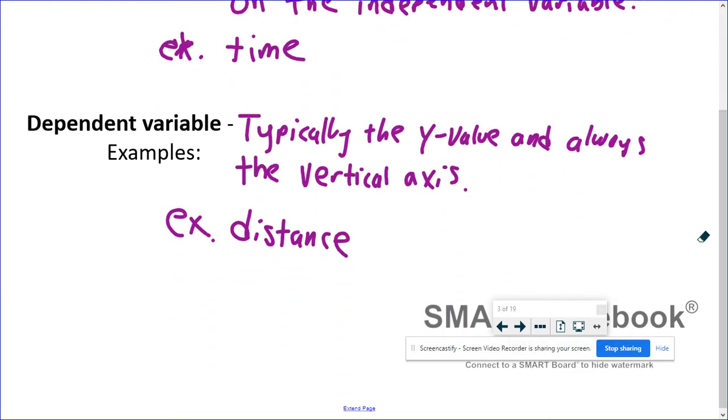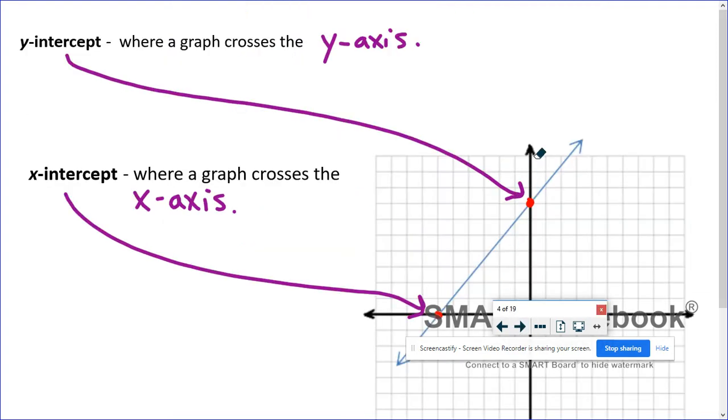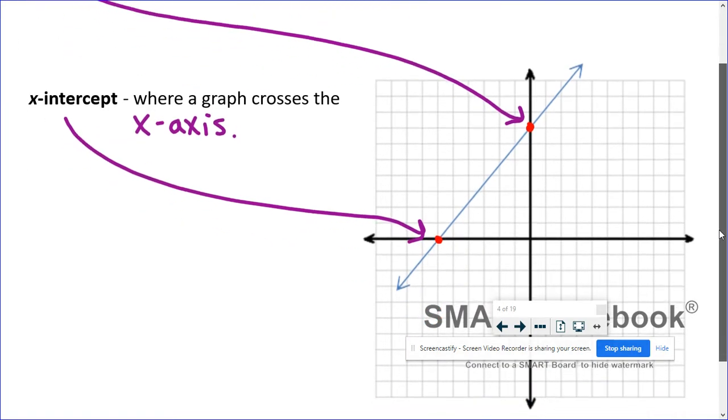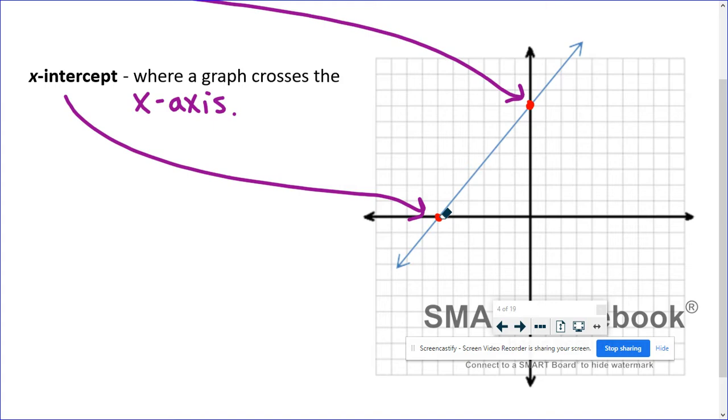Dependent variables are typically the y value and always the vertical axis. An example of that could be distance. In a situation where you're deciding which piece of information is the independent, which is the dependent, generally speaking, independent is your x, dependent is your y. A couple more definitions. Y-intercept. It's the exact point where a graph crosses the y-axis. So in this case, it's right here on this graph. The x-intercept is the exact point where a graph crosses the x-axis. So for this one, it's here.